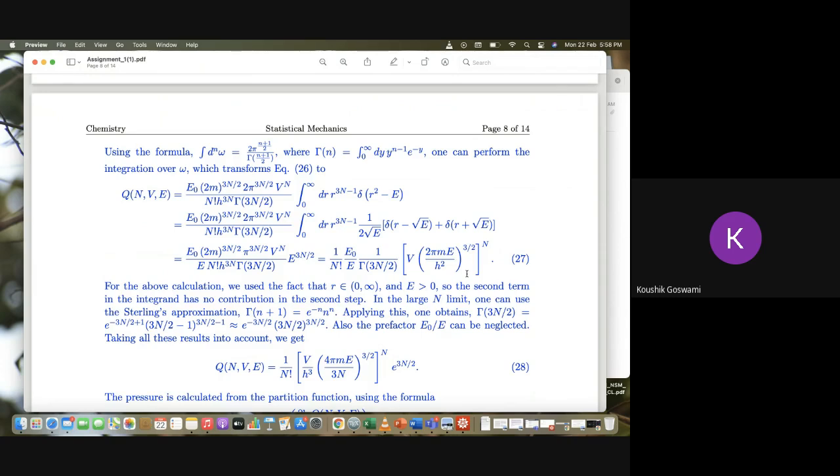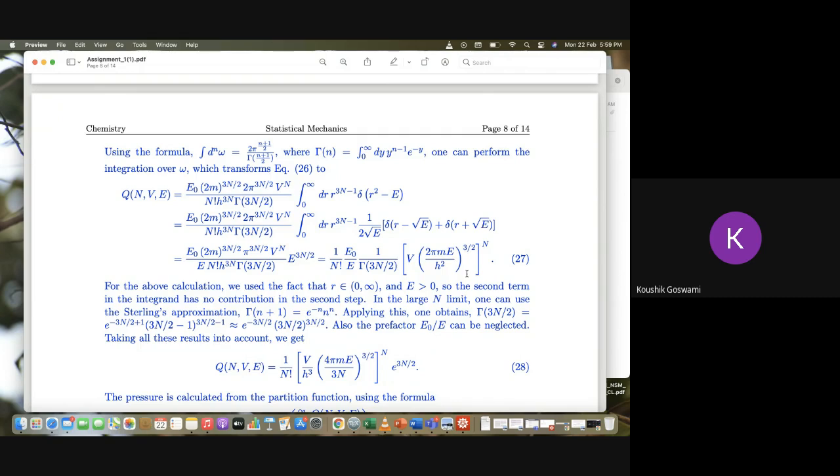Now this delta function can be written, as I said, as a summation. That means there are 2 peaks, at minus root e and plus root e. And you can see r is varying from 0 to infinity. That means r cannot be minus root e, right? So in the second term, delta of r plus square root e, that term will not contribute to the integration. Only r equals root e will contribute. Okay, so you put this.